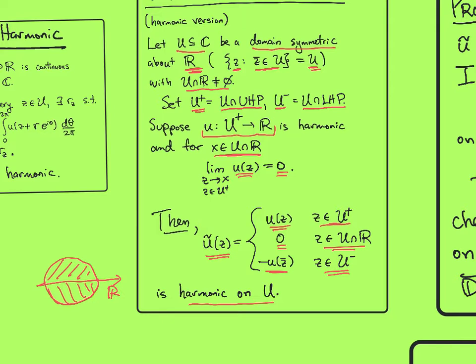And notice this is pretty flexible. You don't have to have a domain symmetric about R. If I have some other domain, well, you can look at just individual portions, and if you have it defined here, and if it tends to 0 on the real line, then you can reflect it across and get it harmonic here.